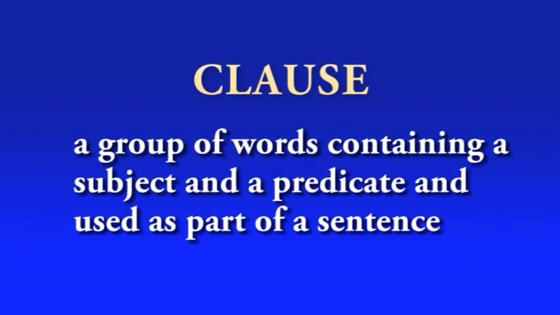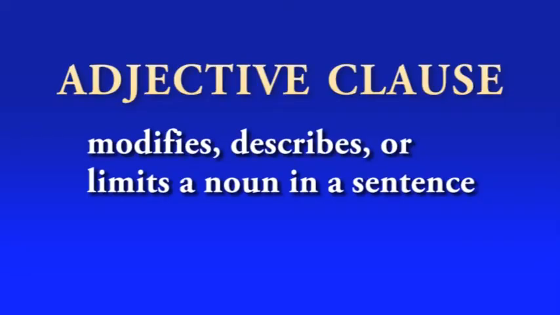Now, a clause follows the same rule, but the constructions are a little more complex. A clause is a group of words containing a subject and a predicate and used as part of a sentence. Some clauses can stand by themselves. We call them independent clauses, which are basically simple sentences. However, we want to focus on dependent or subordinate clauses, in particular, adjective clauses. An adjective clause modifies, describes, or limits a noun in the sentence, just as participles do. Appositives restate nouns.